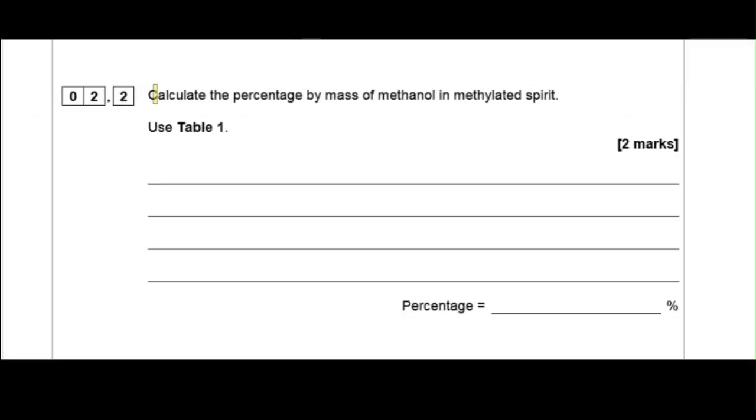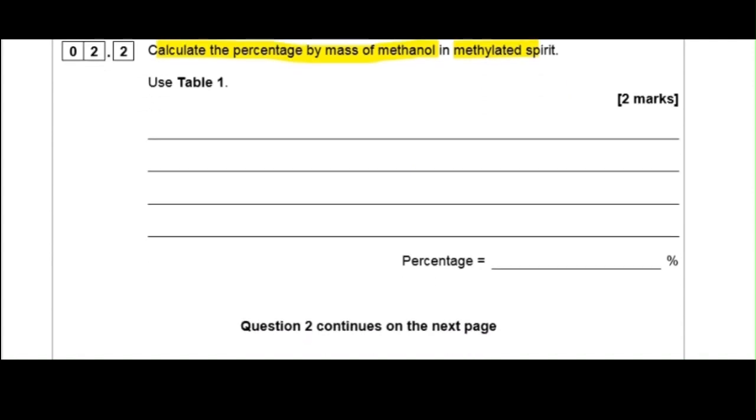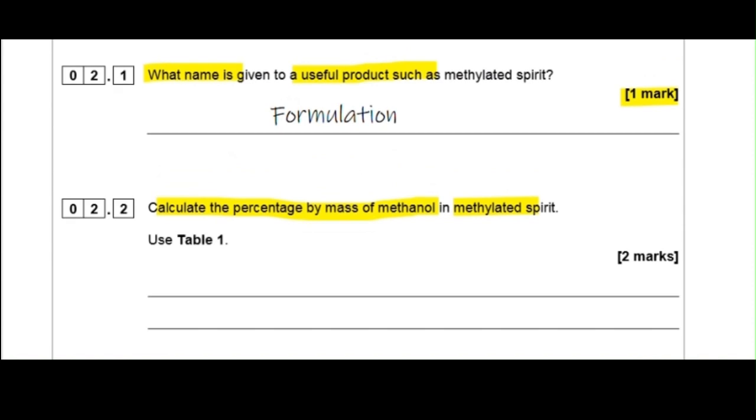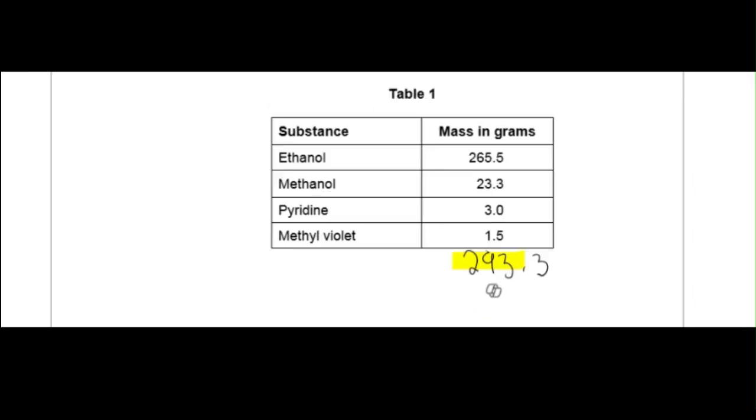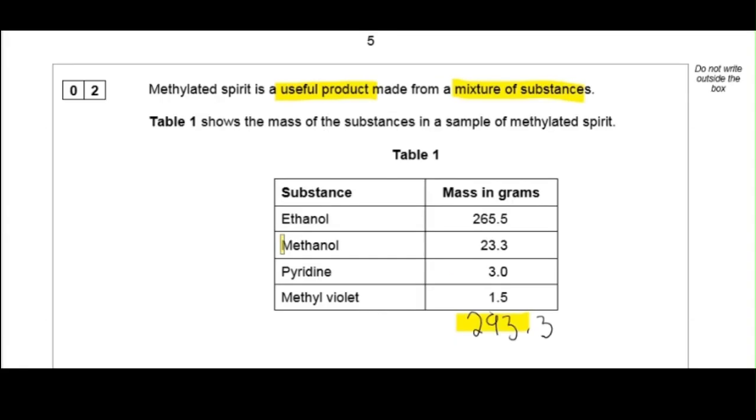2.2. Calculate the percentage by mass of methanol in methylated spirit. So now we're going to have to go back up to table 1. This is a 2 mark question. Now, if we look at table 1, what we need to do is add up all the substances that are in methylated spirit. So we'll get our calculator out and we'll add those up. We can see that they come to 293.3.